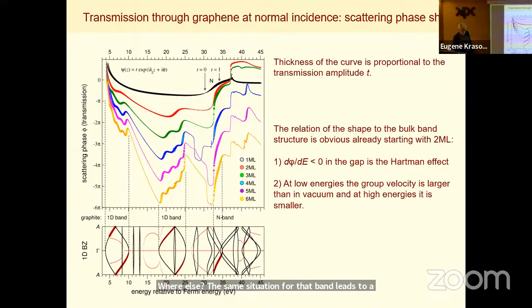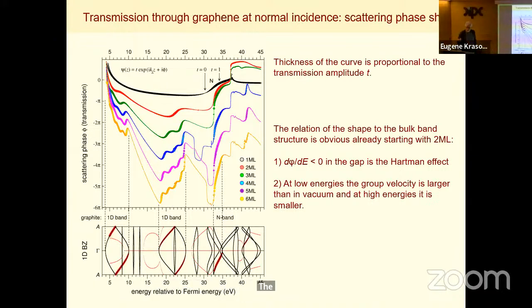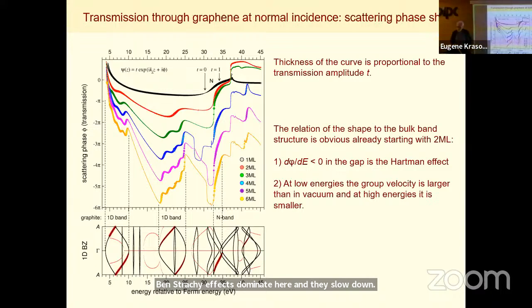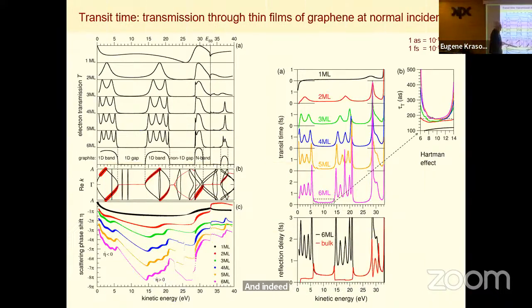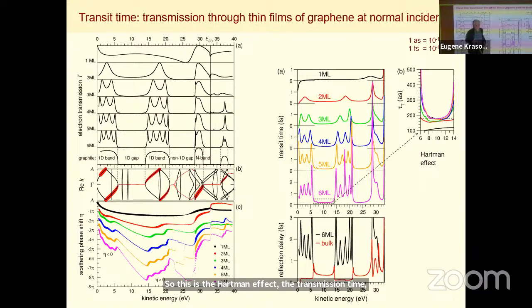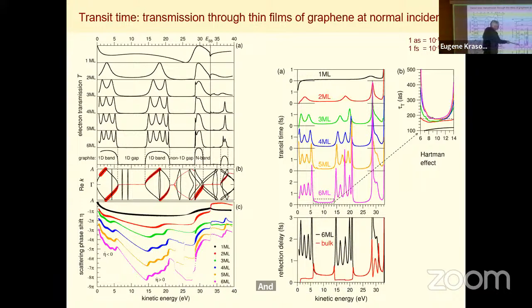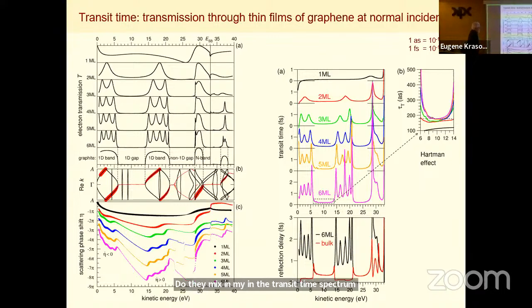The band structure effects dominate here and they slow down the electron. And the negative slope in the gaps is the Hartmann effect. Indeed, this is the Hartmann effect. The transmission time saturates and, also in our initial calculations, does not depend upon thickness. And the transmission resonances in the 1D bands lead to very big delay maxima in the transit time spectrum. Okay, the n band is unsplit.